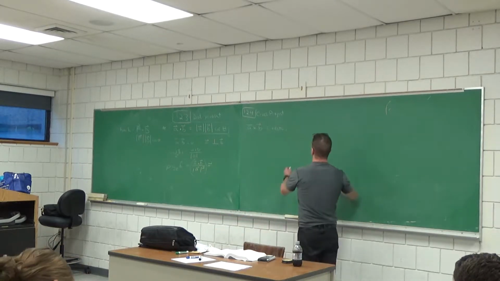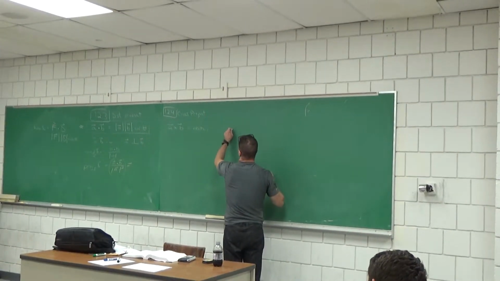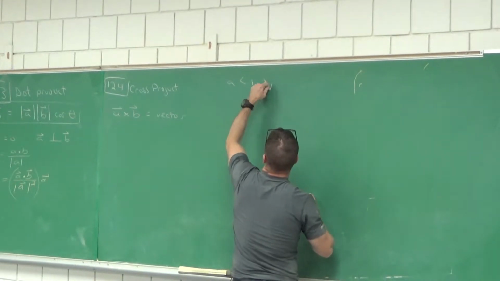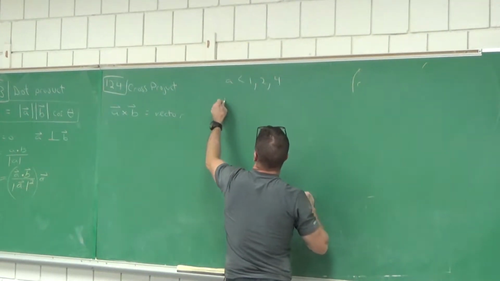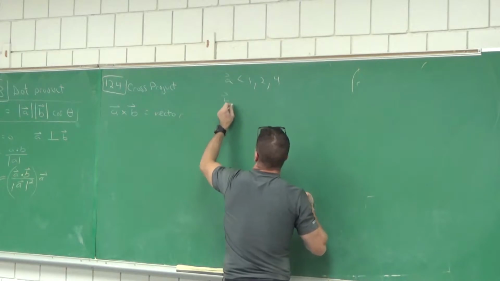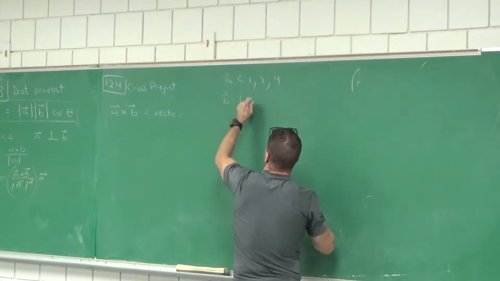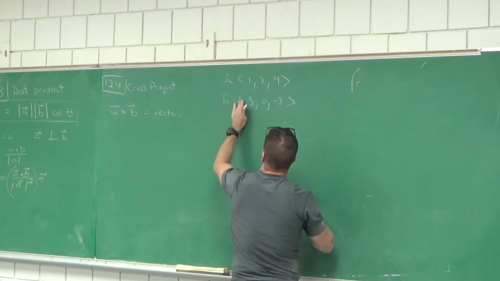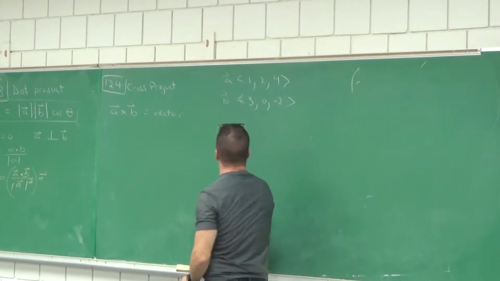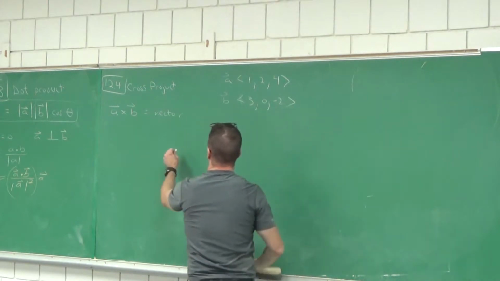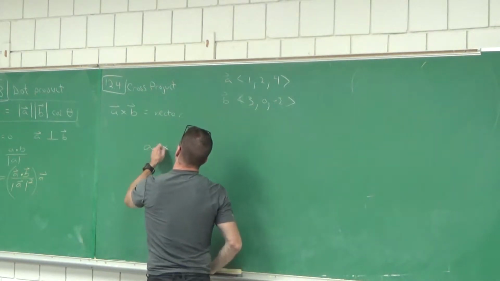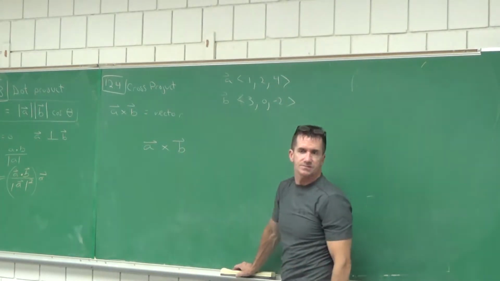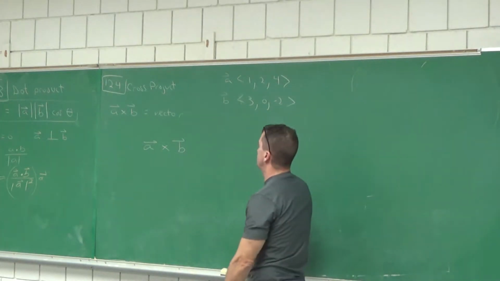Well, to do this, we need a couple of vectors. Let's use vector A is 1, 2, 4. Vector B is 3, 0, -2. I'm putting them in component form. Can we find A cross B? To do this, it's finding the determinant of a matrix. Don't worry if you've never worked with matrices before.